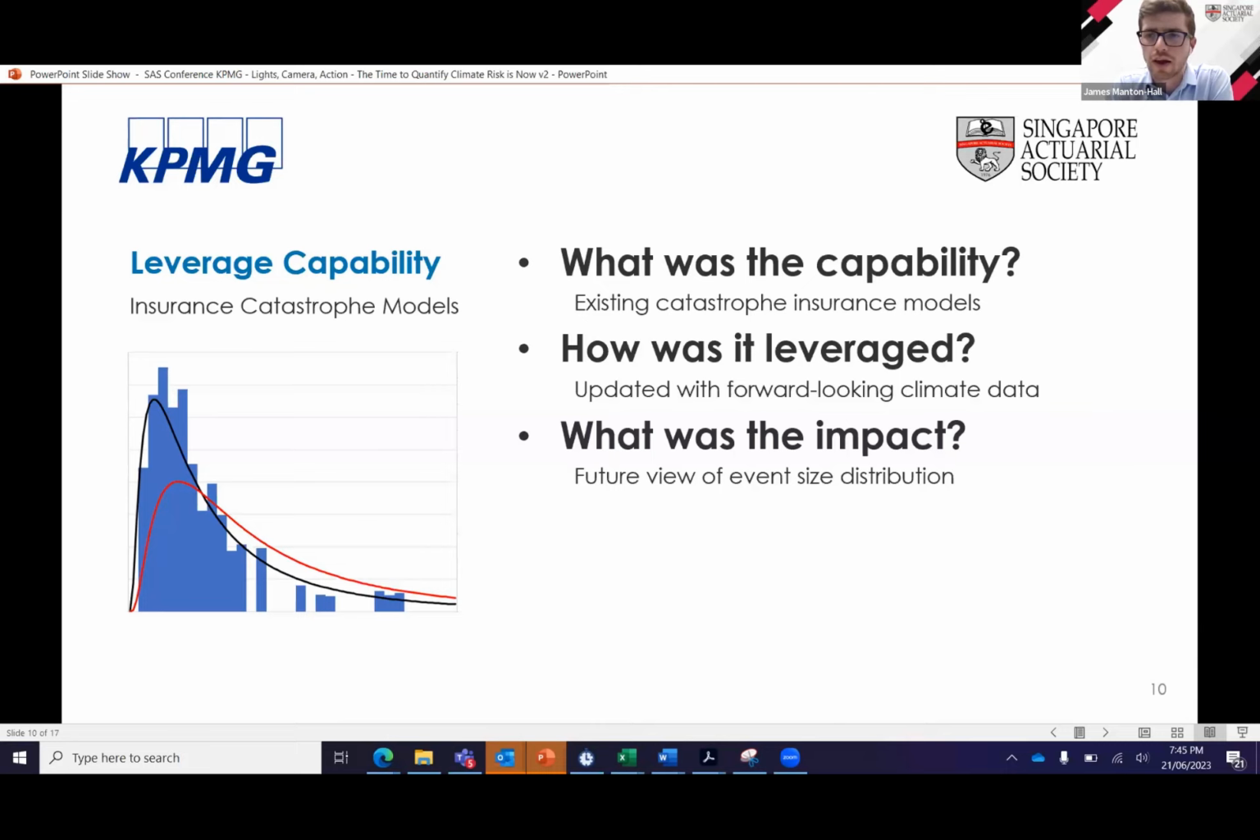So the takeaway here is that there are capabilities both within our skill set that can be applied elsewhere, and also capabilities within client organisations or corporate organisations, which will be very relevant to modelling their climate risk.